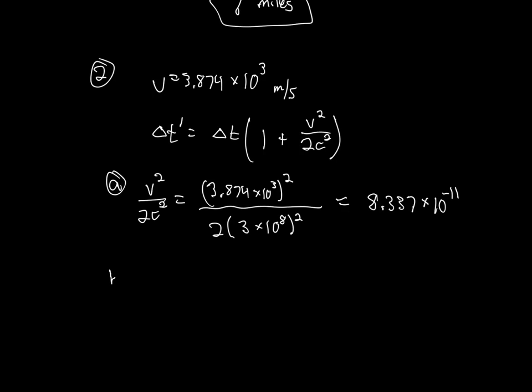And then part B asks you how large or how slowly does someone on Earth see a GPS satellite running over the course of a day? Okay. So how do I find that? How slowly a clock runs over the course of a day. They gave us this equation, delta t prime equals delta t times 1 plus v squared over 2c squared.